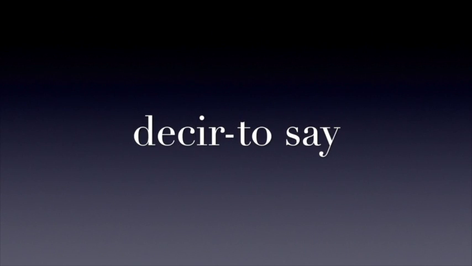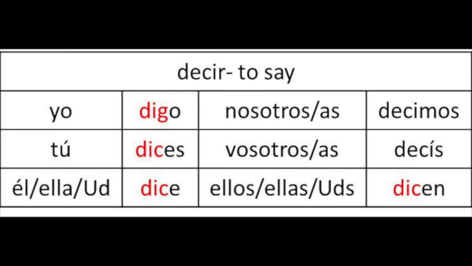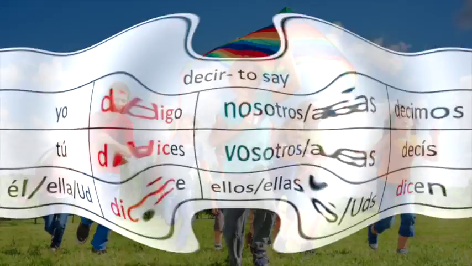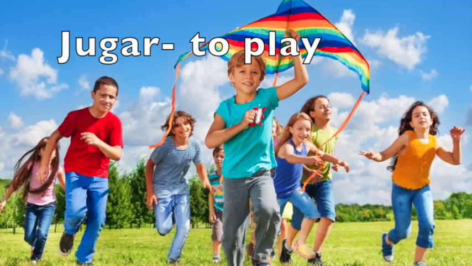Next up is the verb decir. Decir means to say. Decir is like the previous vocab you have learned. It is extremely irregular. Decir in the yo form is digo, in the tu form it is dices, in the usted form it is dice, in the nosotros and vosotros form it is normal, as per usual, then in the ustedes form it is dicen.